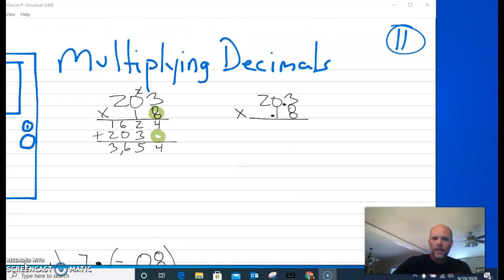Okay? Let's go over here and look at this. We're going to end up with the exact same numbers in our multiplication. Okay? However, there are some decimals. That changes one little thing. And that's it. Okay?